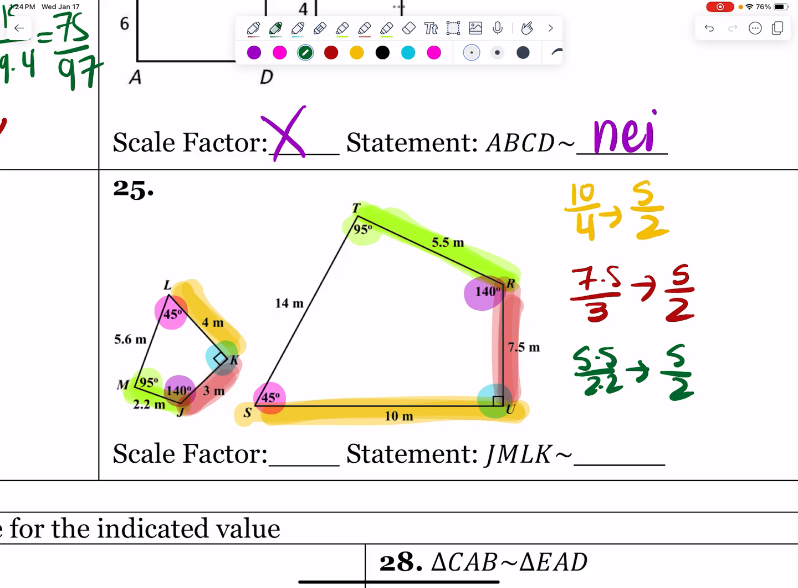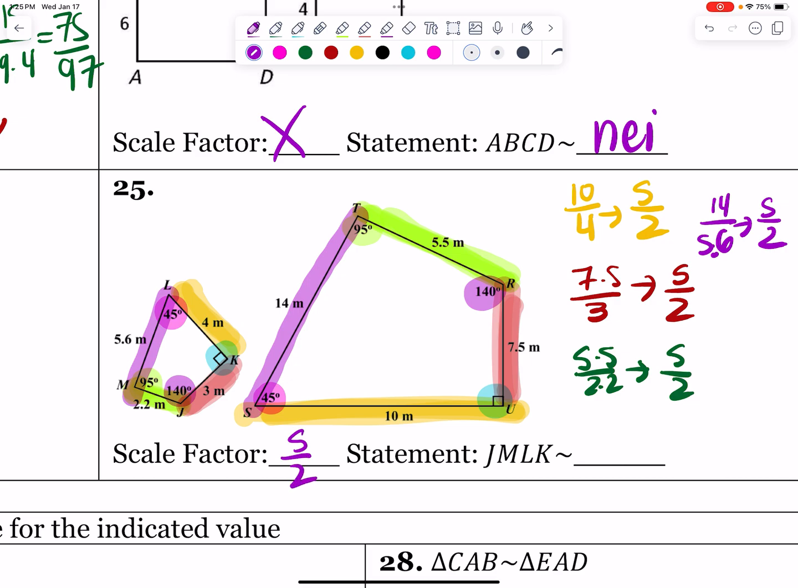And then last but not least, we have our remaining piece, which is going to be the 14 and the 5.6. 14 over 5.6. You could check the decimal again if you wanted to. It's 2.5, which is going to be 5 halves. Okay, so what is our scale factor? 5 halves.